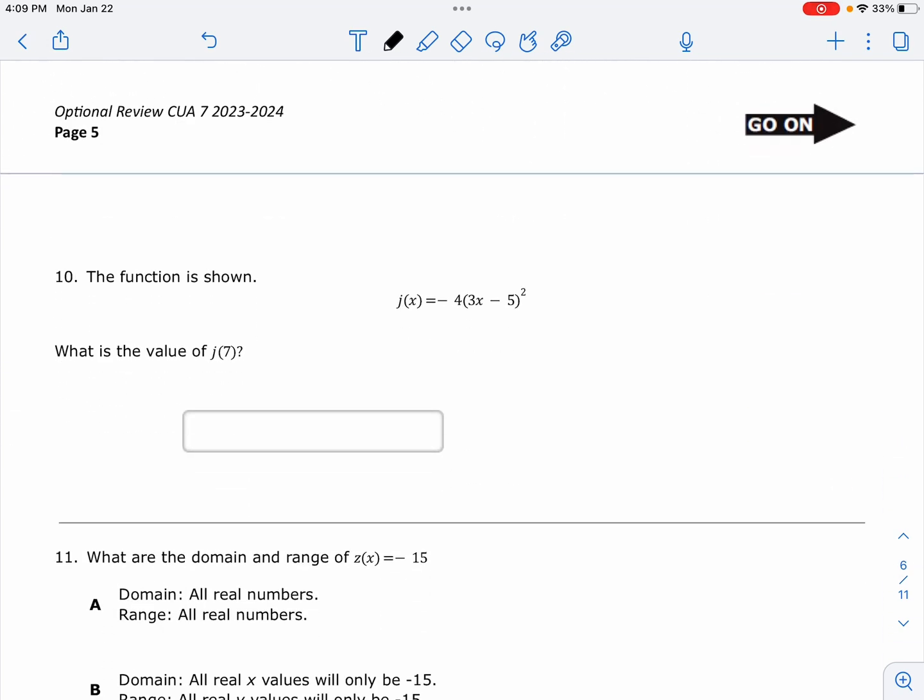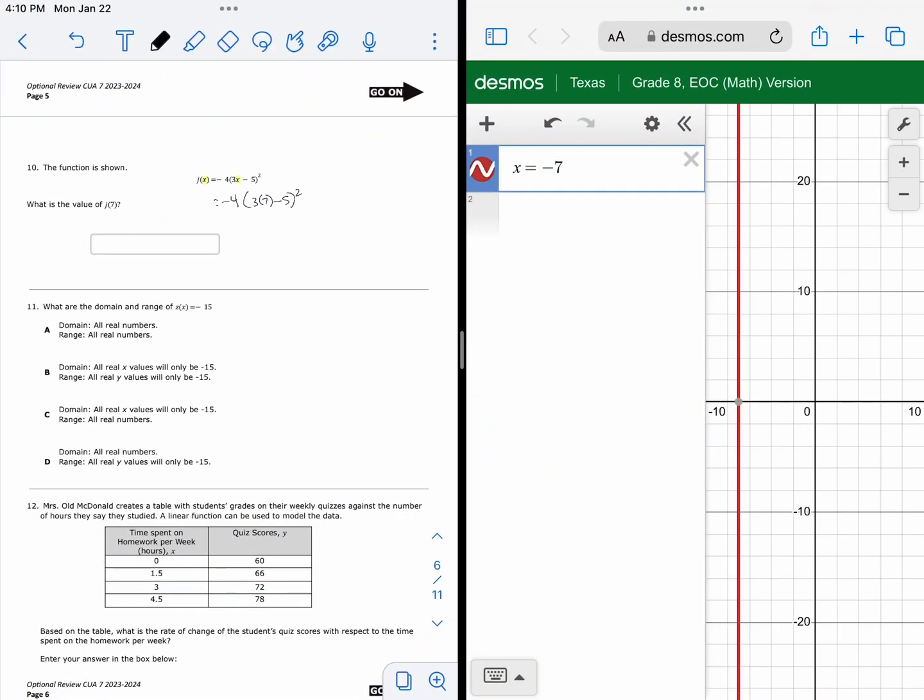Okay, I have a function. What's the value of j of 7? All you're doing is replacing your x with 7. And then you can either type this in your calculator, or I'll show you how to do it on Desmos. So I'm going to be doing -4 times 3 times 7 minus 5 to the 2nd power. I'm also going to show you how you can do it in Desmos, because it is super easy.